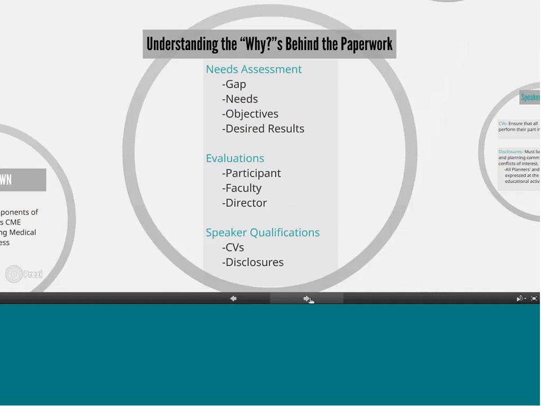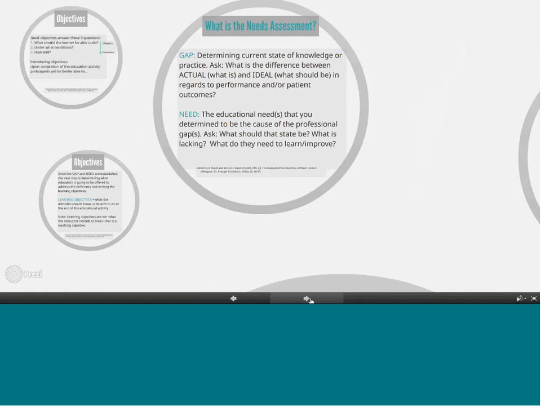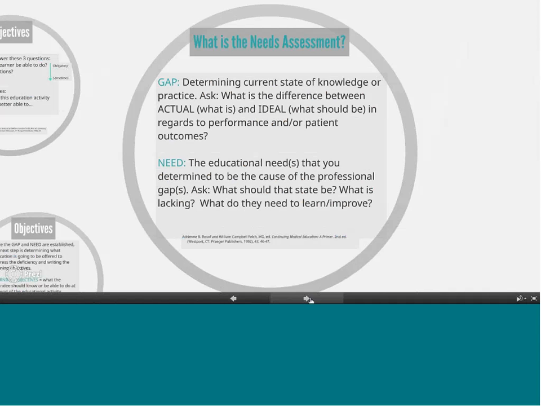This is an outline of what we're going to be going over in this presentation. We are going to start out with the needs assessment, which is made up of the gap, the need, the objective, and the desired result. The gap. The gap is determining the current state of knowledge or practice. To help you figure this out, some questions to ask are, what is the difference between the actual, what is, and the ideal, what should be, in regards to performance and or patient outcomes? On the application, you need to write one short summary of the gap.